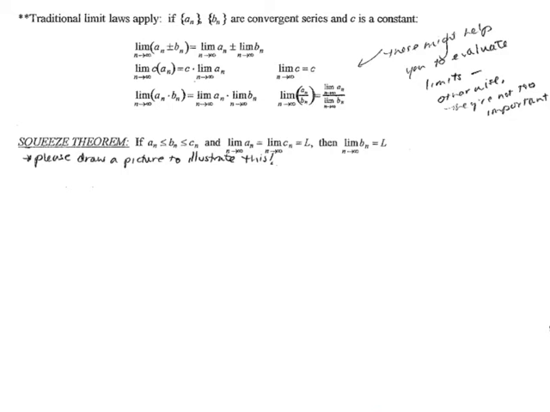Okay, so I put in here that traditional limit laws apply. These might help you to evaluate limits, otherwise they're really not too important. They're the same limit rules that we came up with when we were first evaluating limits in AB. Okay, so not going to spend any time on that.